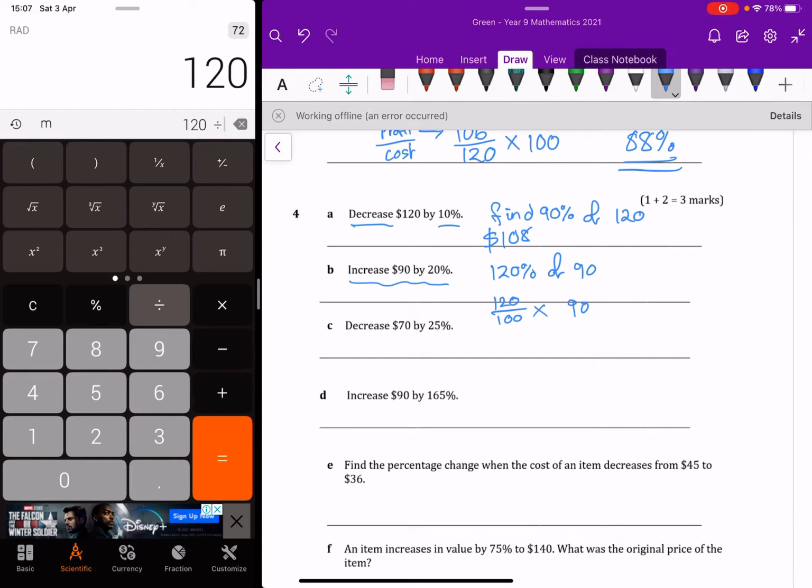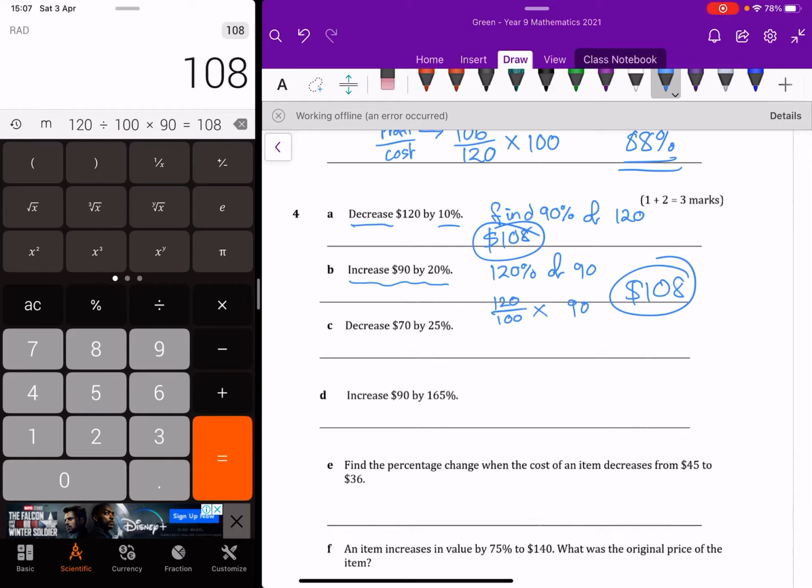I knew it came to the same answer, this is the thing, because I set these up to be cheeky. Times 90, 108. See, I knew these two had the same answer. All right. So decreasing 120 by 10% is the same as increasing 90 by 20%.